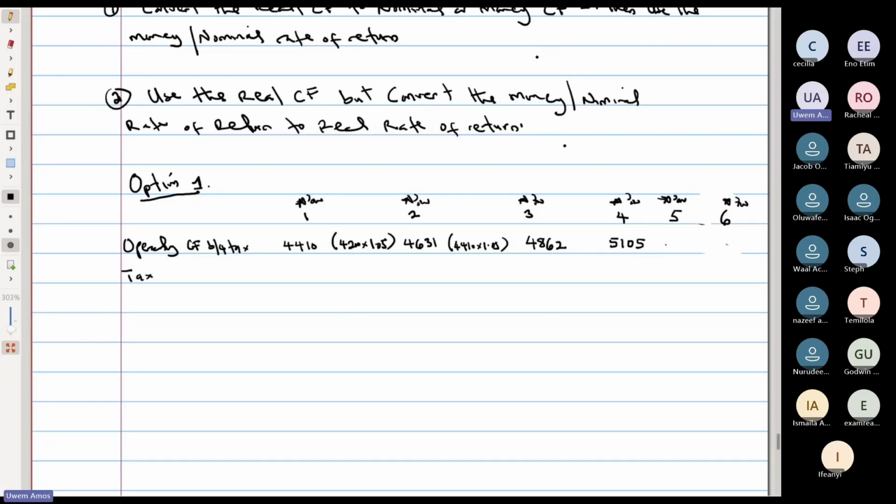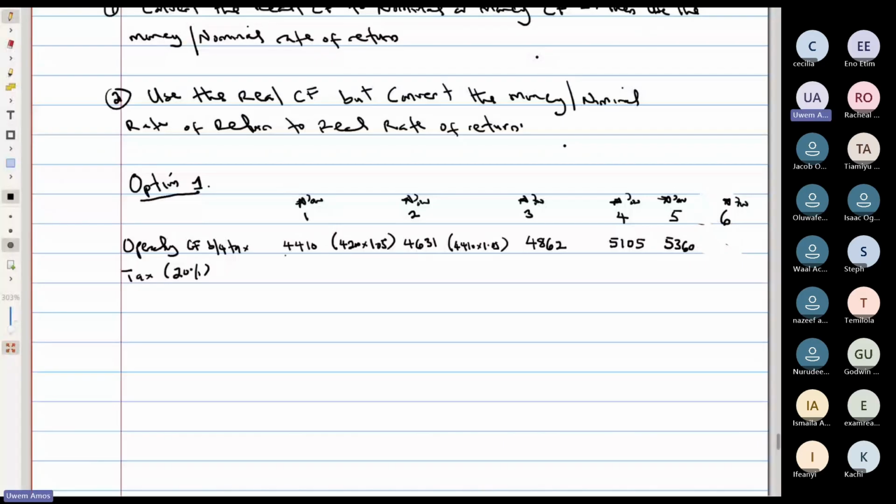Sorry, what was the value again? 5360. Yes, thank you. We don't have any cash in year 6, but tax will take us to year 6 because tax is payable 1 year in arrears. So let's do our tax then. The tax rate in the question is 20%.